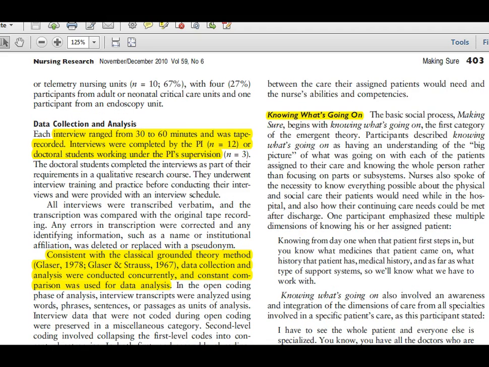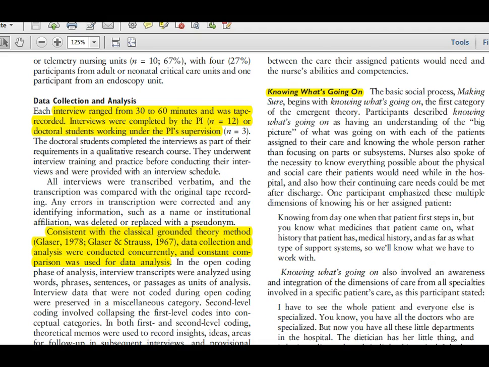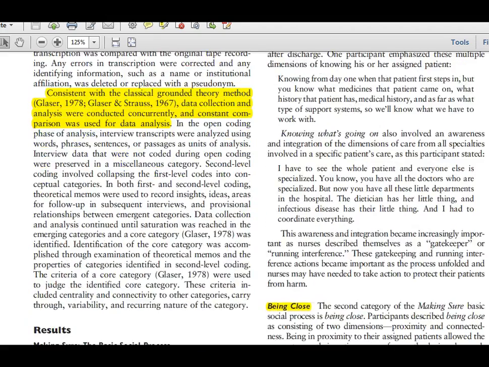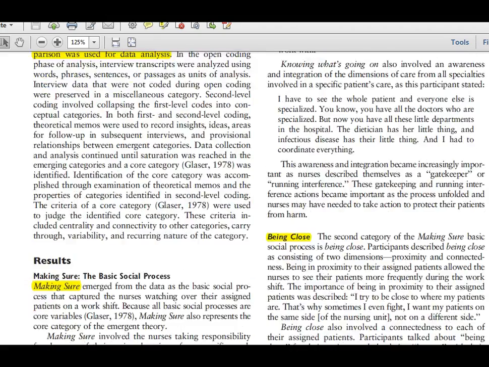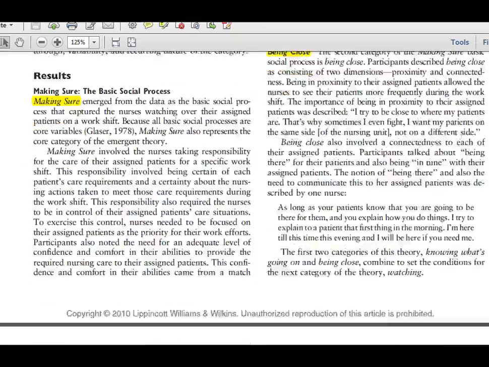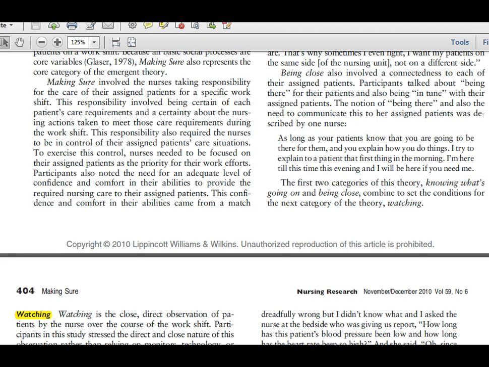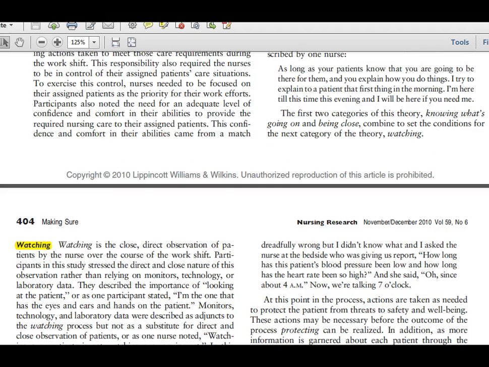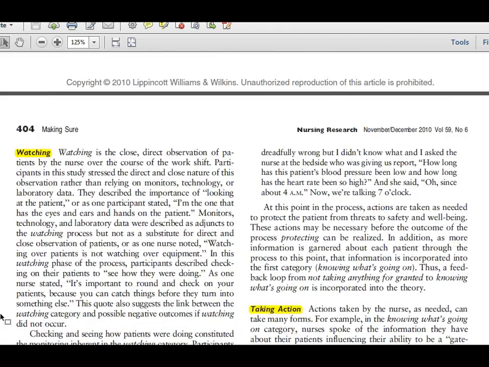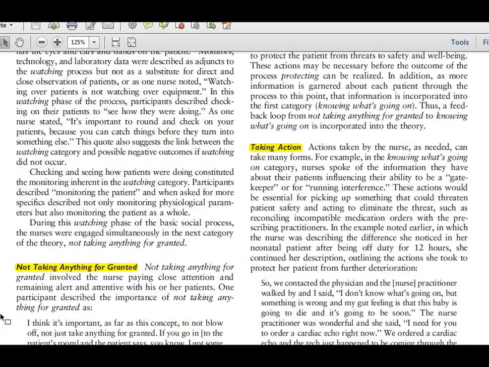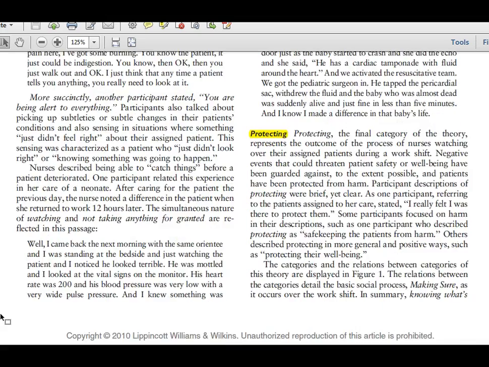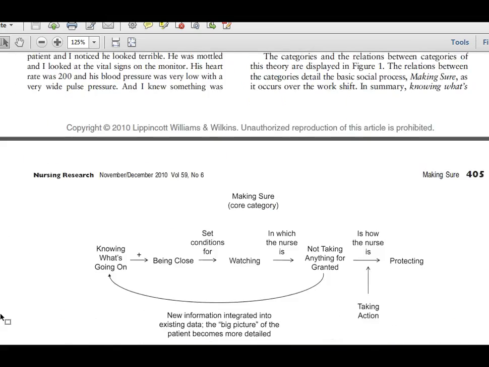And then what they did was they categorized different points, or things that were said by the interviewees. So something like knowing what's going on was collected, being close, making sure. These are terms that would have been stated or concepts stated in the interview process and probably coded by the investigator. So those are spelled out throughout with explanations and more information.